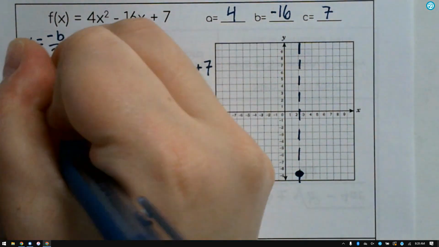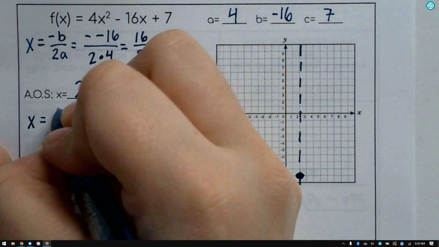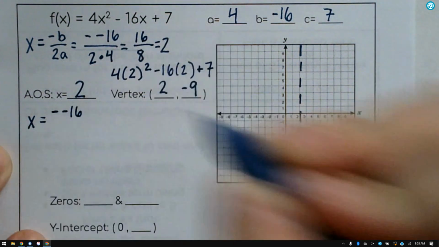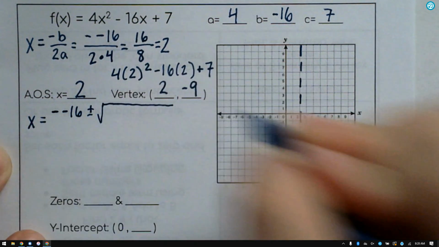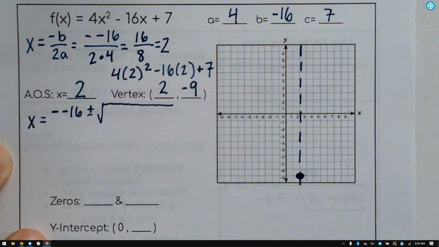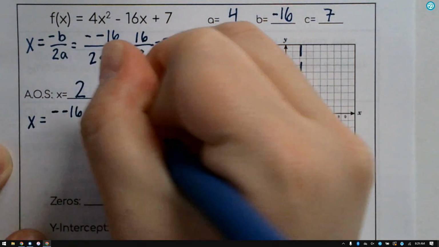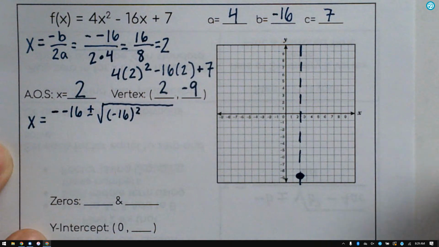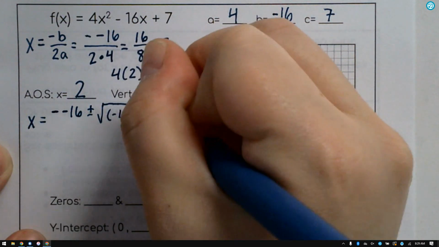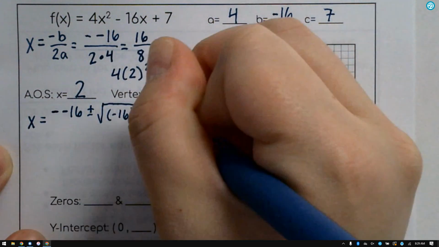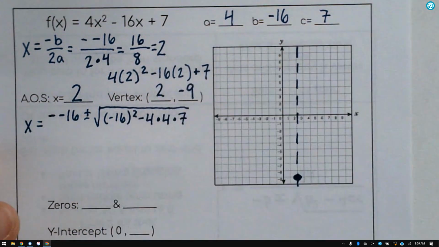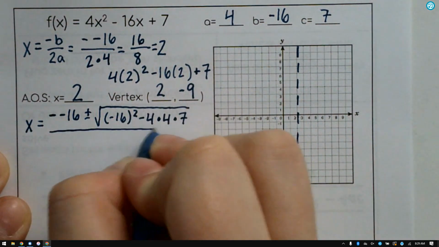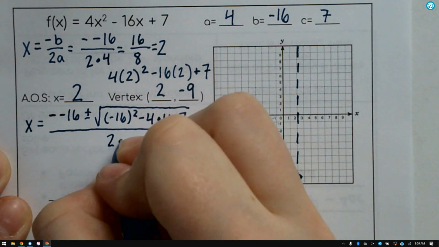X equals negative b. So that's going to be negative 16 plus or minus the square root of b squared. So that's going to be negative 16 squared minus 4 times my a value, which is 4, times my c value, which is 7. And then that all goes over 2a, which is 2 times 4.